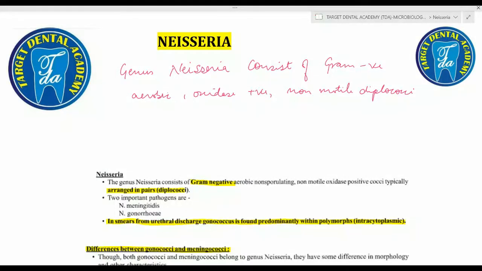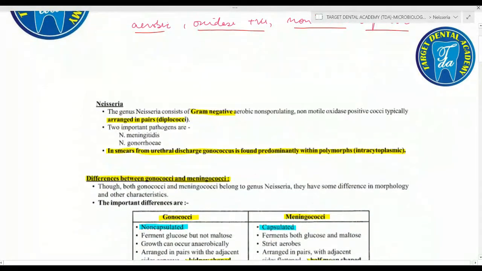The next bacteria we are going to discuss is Neisseria. The genus Neisseria consists of gram-negative, aerobic, non-sporulating, non-motile, oxidase-positive cocci, which are typically arranged in pairs, known as diplococci.